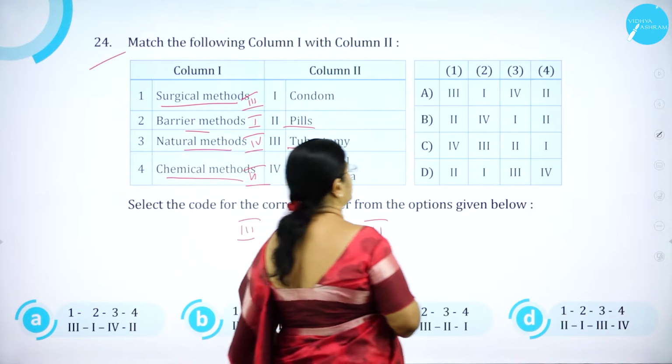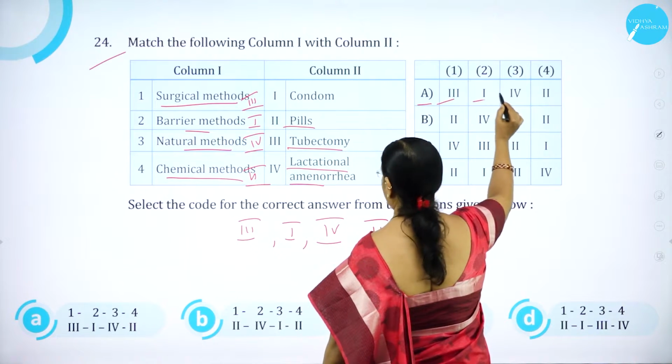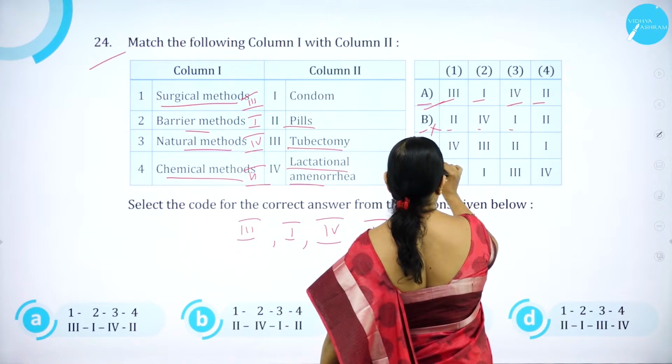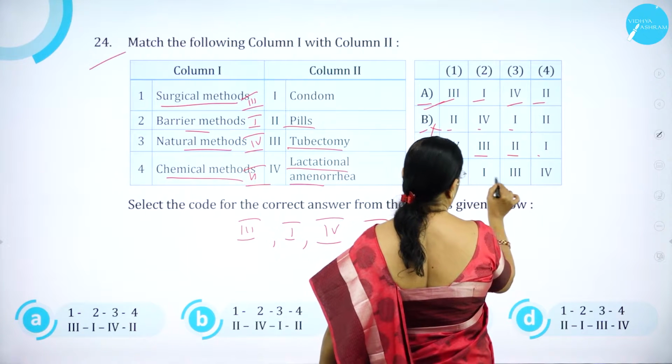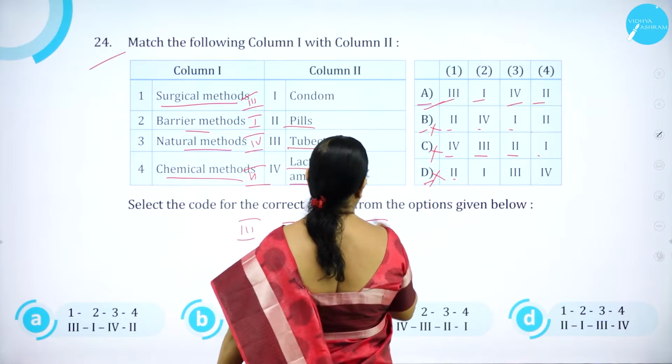So which is the option which is having the correct option? So option A, 3, 1, 4, 2, correct. Option B, 2, 4, 1, 2, wrong. Option C, 4, 3, 2, 1, wrong. Option D, 2, 1, 3, 4, wrong. So choose the correct options. Which is the option right there?